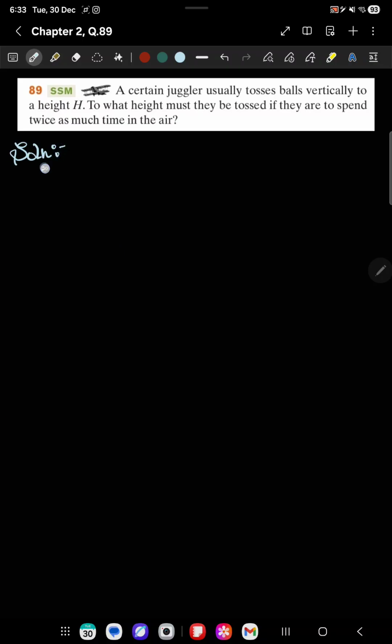So I am drawing the situation. See, this is the height h. The juggler must have tossed the ball from this location, this is the ground, with a speed u. It must have gone to the highest point, and here the velocity should be 0 and gravity is acting downwards, right?